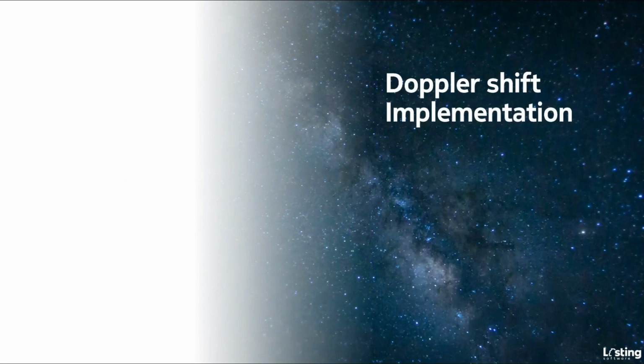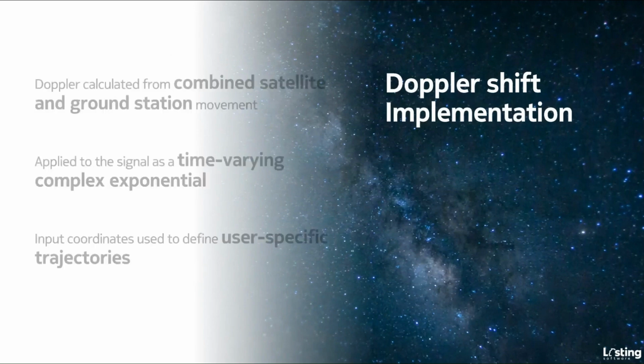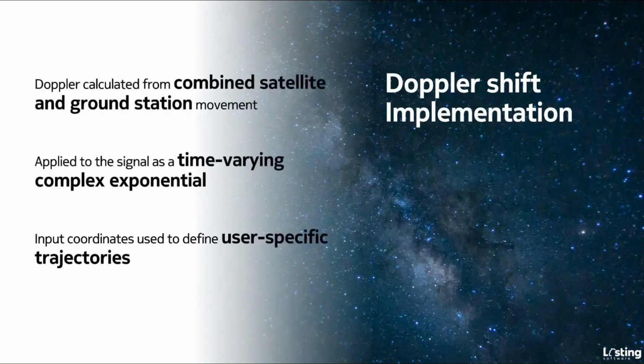As the satellite moves relative to the ground station, a Doppler shift is introduced. CELEOS calculates this in real time using TLE satellite trajectory and user-defined ground station movement. The result is applied to the signal using a complex exponential, effectively simulating the frequency shift experienced in orbit.